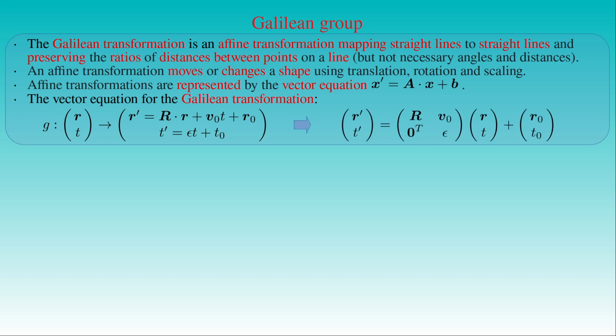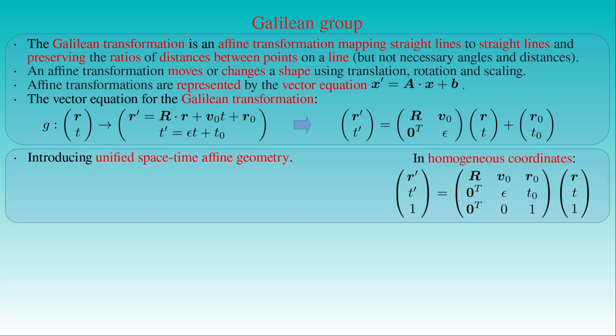The transformation is represented by the product of a 4x4 matrix and the four-dimensional spacetime vector, followed by the addition of a four-dimensional translation vector formed from the spatial translation vector R0 and the time translation T0. The transformation matrix itself is composed of the rotation matrix R, the velocity vector V0, a three-dimensional zero-row vector, and the parameter epsilon. The homogeneous coordinate representation allows affine transformations to be written as pure matrix multiplications by introducing one additional coordinate equal to 1.